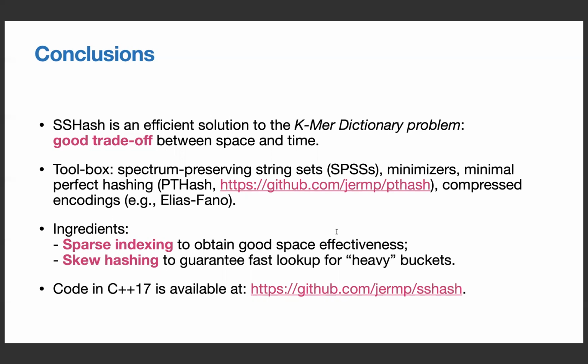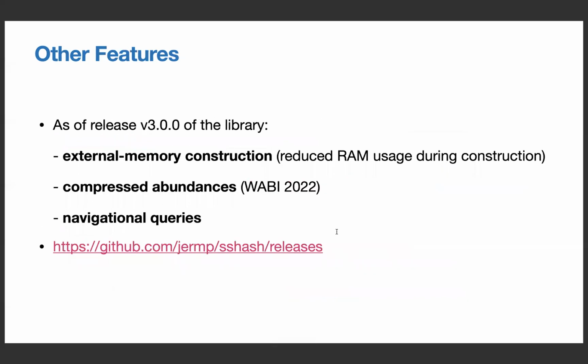The code is available again, so please go there and check the code out. And as already mentioned, I added several things to the library, such as the external memory construction, and support for compressed abundances, so the chimera counts, so how many times a given chimera repeats in our data set, which has been discussed in a separate paper. And also I've added support for navigational queries.